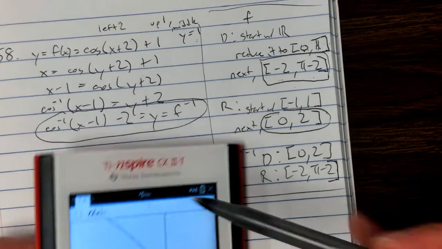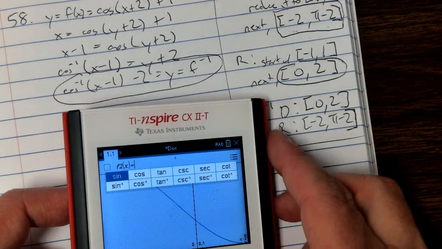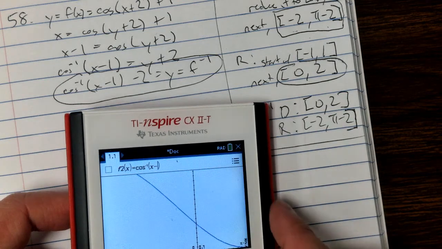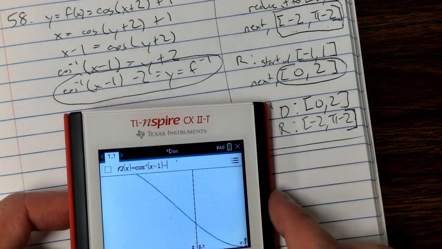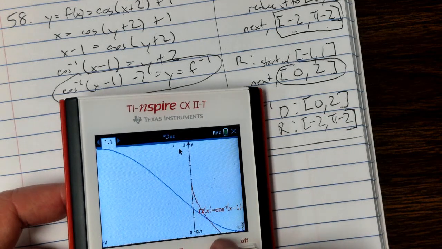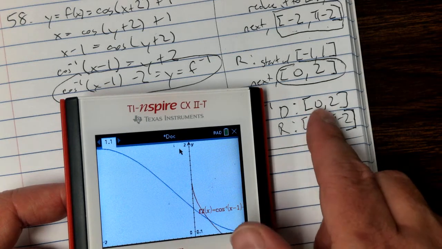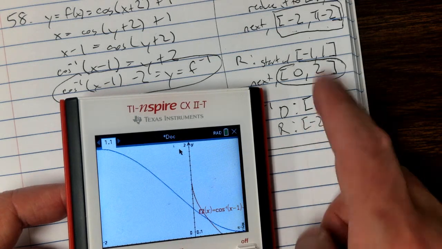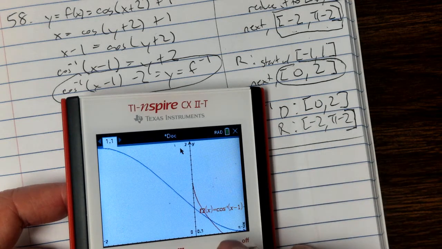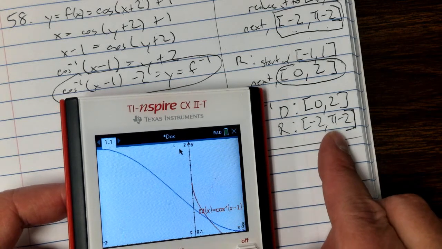Now when we do the inverse function, that's going to be cosine^-1 of (x minus 1), and then minus 2. So that part is shorter. It's just basically going from 0 to 2 because those matched. And then our range would be from -2 to pi minus 2.